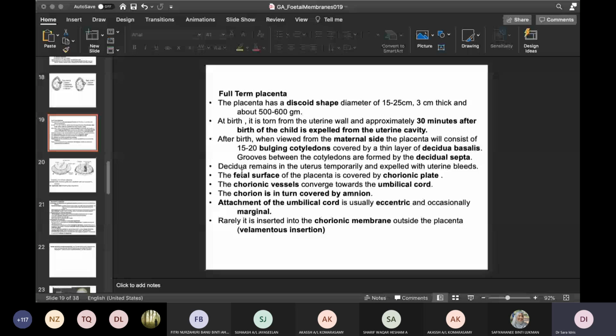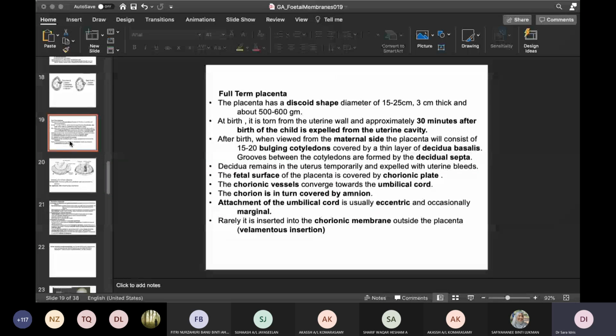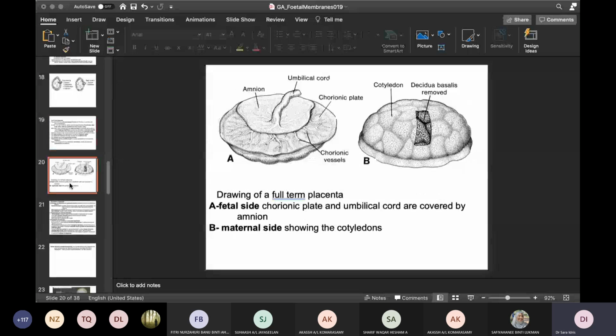On the maternal side, you have the bulging cotyledons. On the fetal side, it'll be a smooth surface covered by your chorionic plate, and you can see the chorionic vessels. Remember, the chorionic vessels will connect to the villus vessels. And then you have the umbilical cord, which will usually be eccentric, and occasionally marginal. Eccentric usually will be quite in the middle, sometimes at the margin as well. So this is what a full-term placenta would look like.